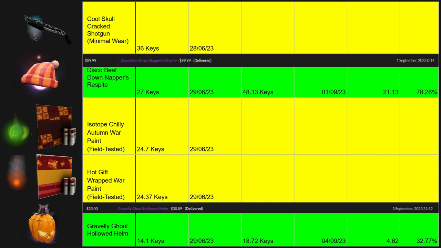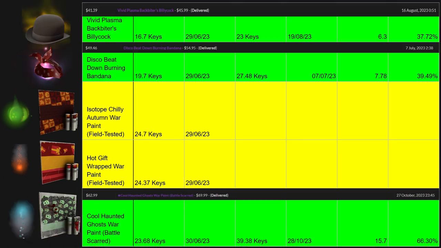Gravely Ghoul Hollowed Helm. A nice looking newer Halloween effect on a good looking all class hat. A very average sale you could say. Vivid Plasma Backbiter's Billycock. I knew a hat like this would appeal to a spy main. A decent margin for the time taken. Disco Beatdown Burning Bandana. A nice looking pyro hat. Decent margin but extremely good sale because it only just took just over a week.